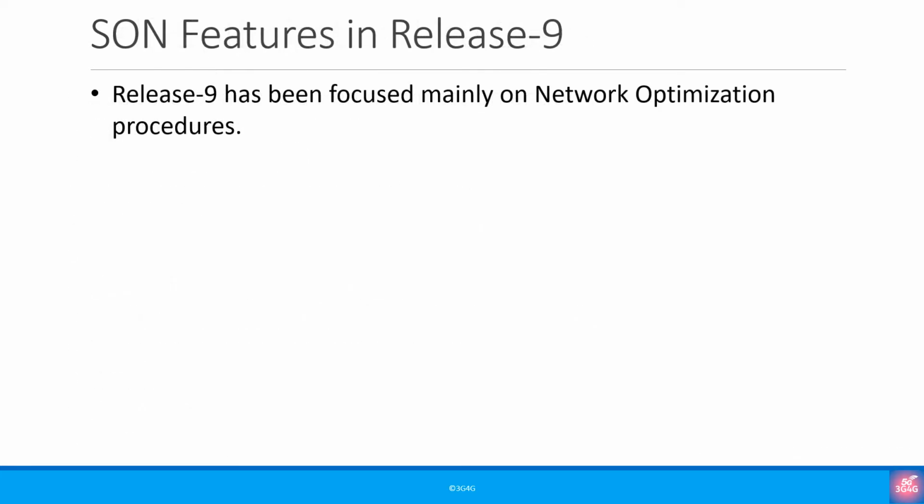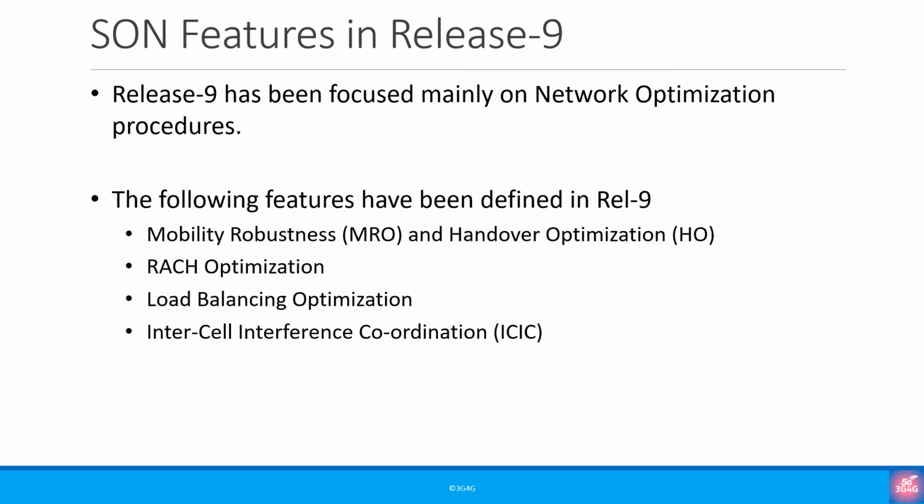3GPP Release 9 SON was focused heavily on network optimization procedures. The following features were defined as part of Release 9: Mobility Robustness Optimization (MRO) and Handover Optimization (HO), RACH Optimization, Load Balancing Optimization, Inter-Cell Interference Coordination (ICIC).